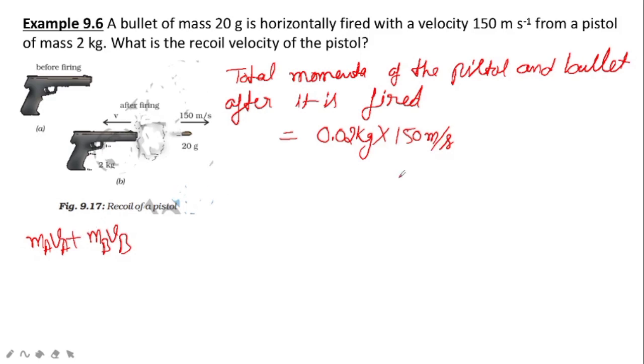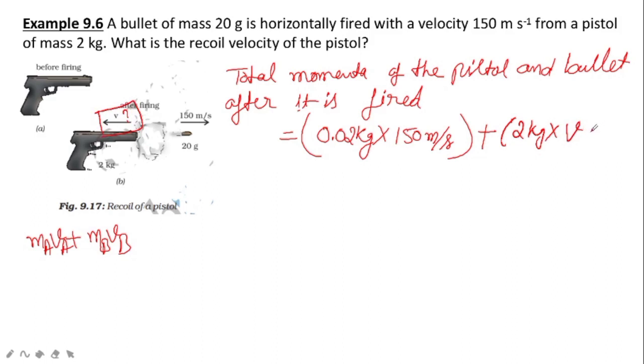Next, the sign is plus. Now we have to write it for the mass of the pistol. The mass of the pistol is 2 kg into its velocity. We have to find that, the recoil velocity of the pistol. So we take it as V itself.